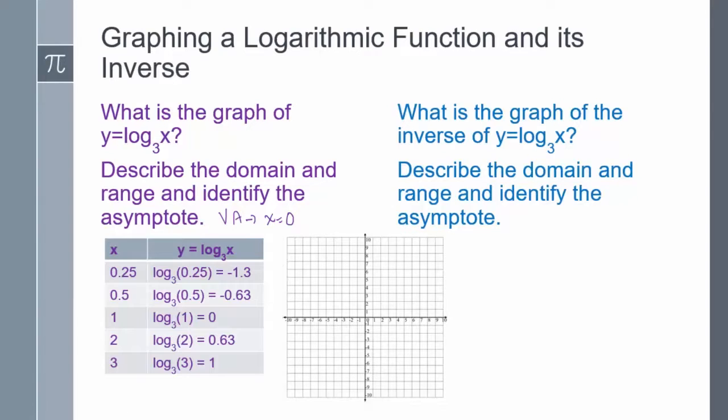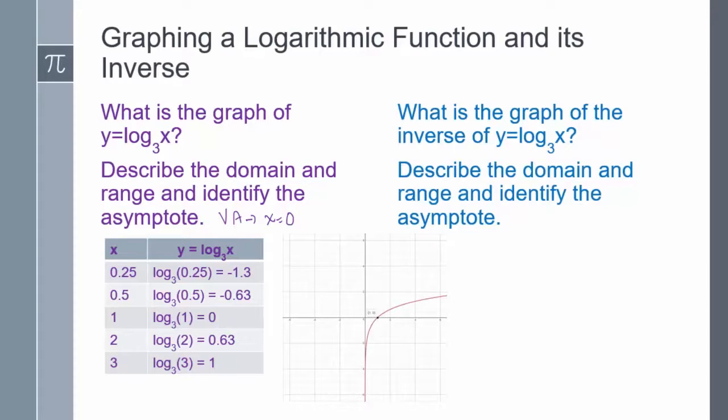So here's my table of values. I evaluated each of the x values in my function and got: at x equals 0.25, y is equal to negative 1.3. At x equals 0.5, y is equal to negative 0.63. At x equals 1, y is equal to 0. At x equals 2, y equals 0.63. And at x equals 3, y equals 1. Graph my function to get this graph over here.